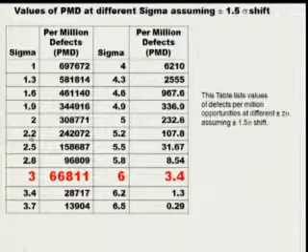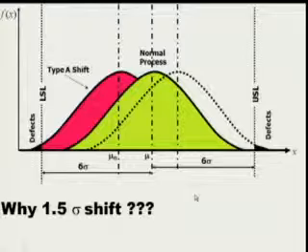In summary, here is a table where at different shifts, 1 sigma, 1.3, 1.6, all the way to 3, we just calculated this area here, and we came up with a value of 66,811 per million. And we also just calculated the 6 sigma shift, and we found out that's 3.4 defects per million.